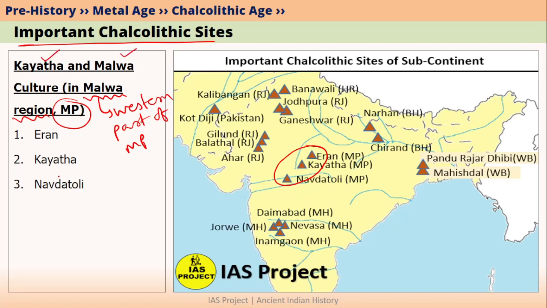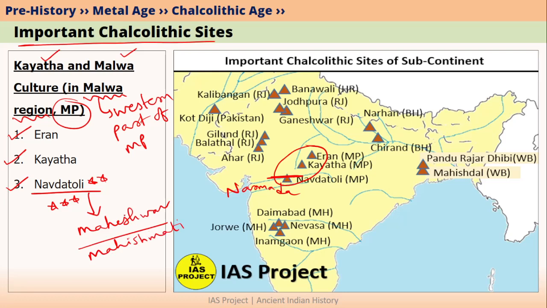If we talk about important sites of Kayatha and Malwa Chalcolithic cultures, then we have Iran, Kayatha and Navdatoli. Navdatoli was the largest Malwa culture site. That is why you have to remember Navdatoli. Navdatoli is located near the river Narmada. And Navdatoli is also very close to Maheshwar, which is also called Mahishmati. We will talk about Maheshwar or Mahishmati when we talk about the Mahajanapada period. But for now, please remember Iran is located here, Kayatha is located here and Navdatoli is located here. We will talk more about Kayatha and Malwa culture in a separate video.